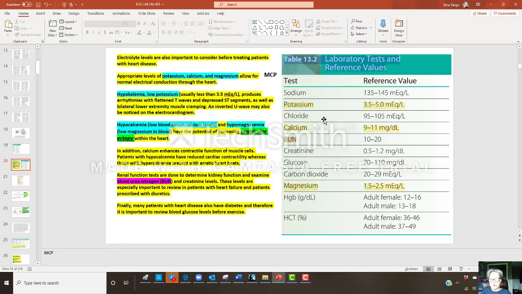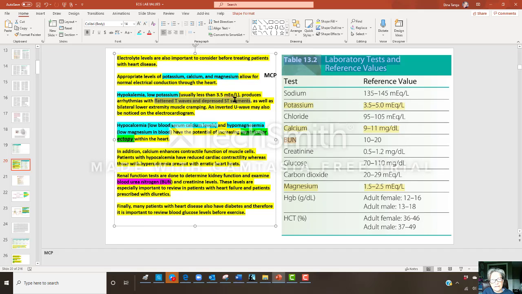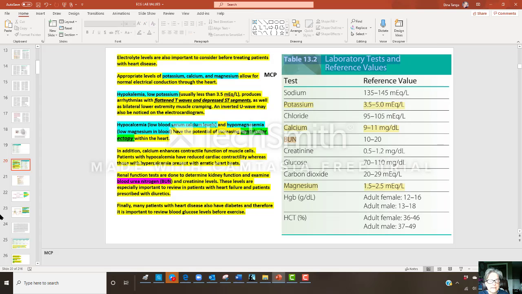Okay, so hypokalemia is low potassium. If you look over here, less than 3.5. Less than 3.5 produces arrhythmias with flattened T waves and depressed ST segments, as well as bilateral lower extremity muscle cramping. Flattened T waves and depressed ST segments.